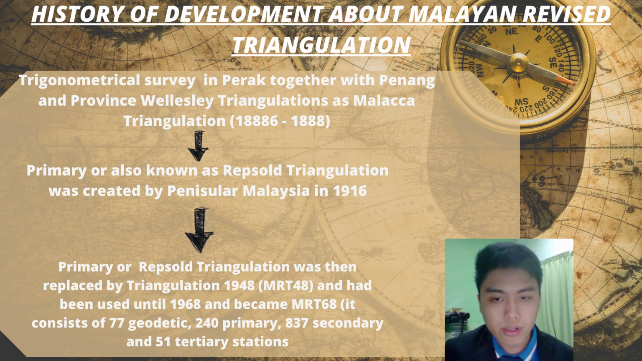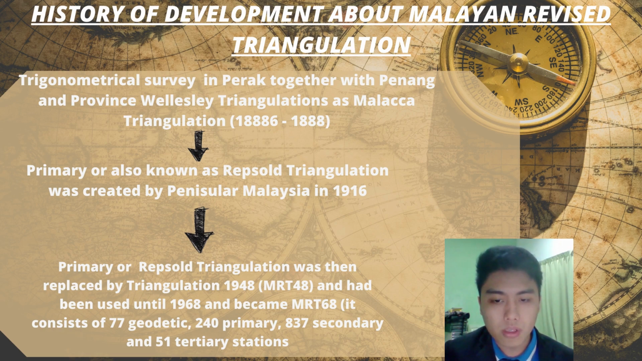The Primary Revised Triangulation was later replaced by a new system known as the Malayan Revised Triangulation 1948, which we were talking about just now. This was subsequently followed by a lengthy process of additional measurement and recomputation until 1968, which eventually resulted in a system referred to as MRT-68. The MRT-68 network consists of about 77 geodetic, 240 primary, 837 secondary, and 51 tertiary stations.